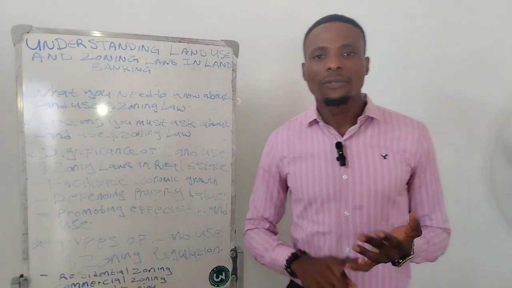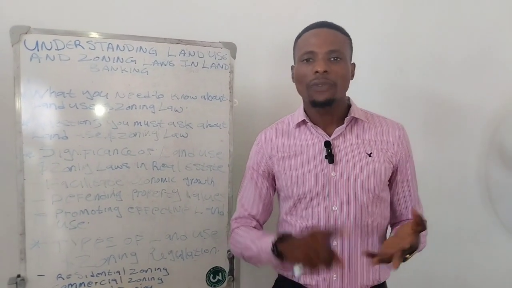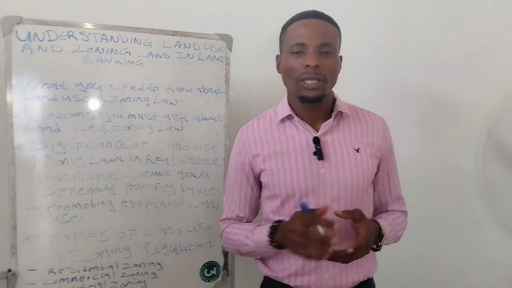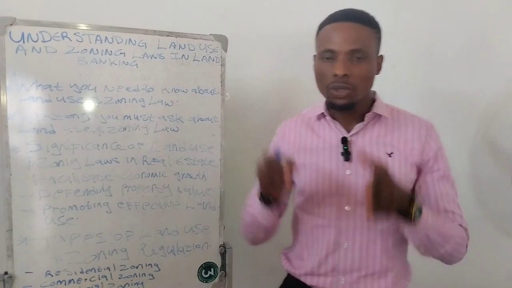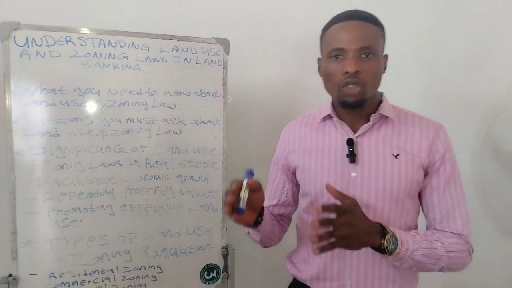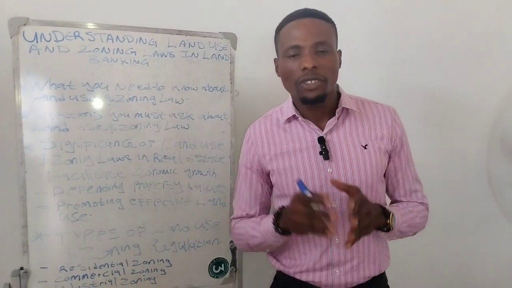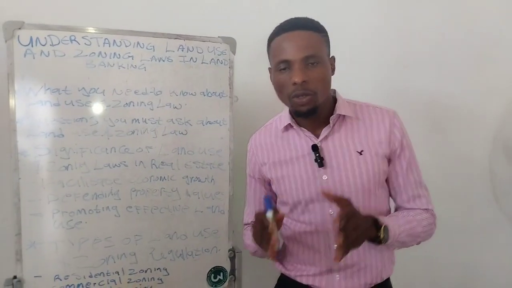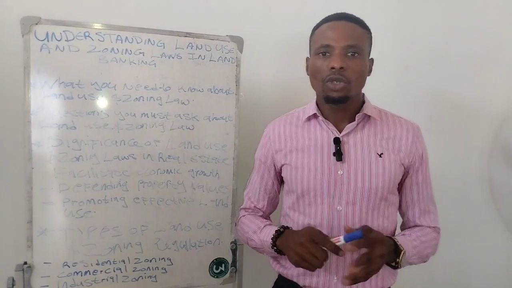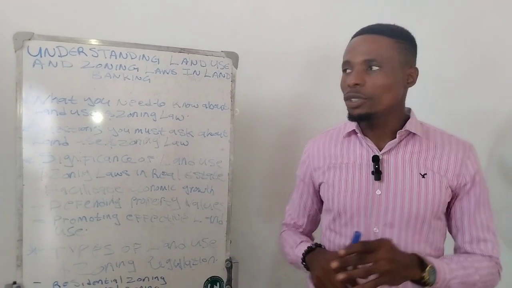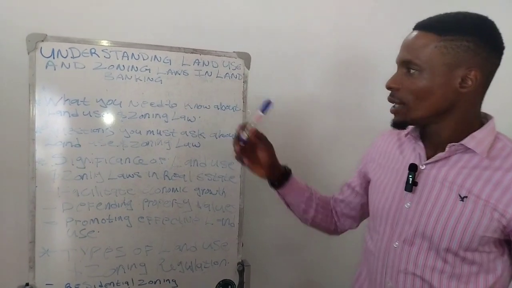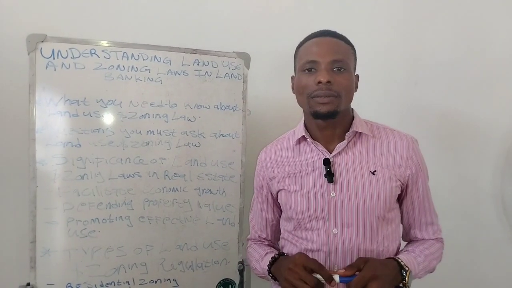There are different lands for commercial purposes, there are lands for industrial purposes, and there are lands for residential purposes. And that is what we will be discussing today on our land banking series. Now, this is going to be a long topic, but we're going to try our best to exhaust as much as possible. If we're not able to finish it up today, we'll continue tomorrow. So the topic we are going to be looking at today is what? Understanding land use and zoning laws in land banking.